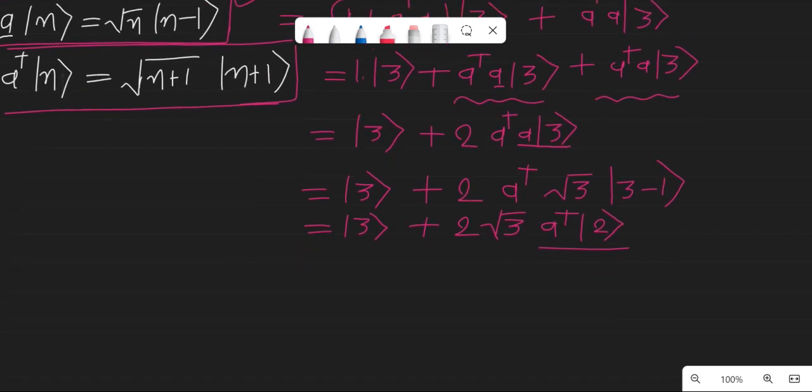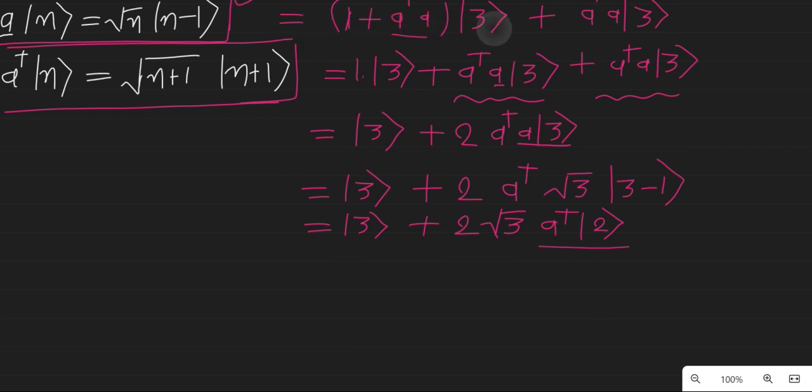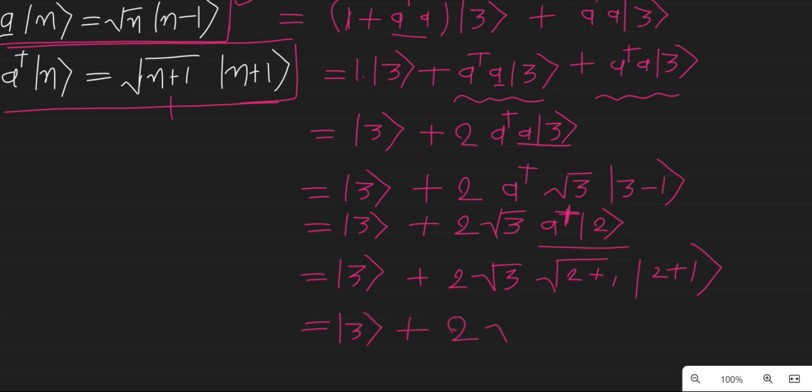So using the second formula we will get this 3 state as it is plus 2 under root 3. Now a dagger when operated on 2, we will get, according to this formula, under root 2 plus 1, and the state is again increased by 1, so it will be 3 plus 2 under root 3. This is also under root 3, and state will be 3.